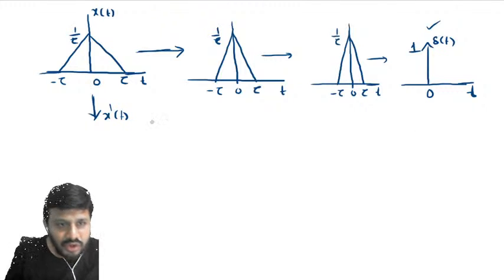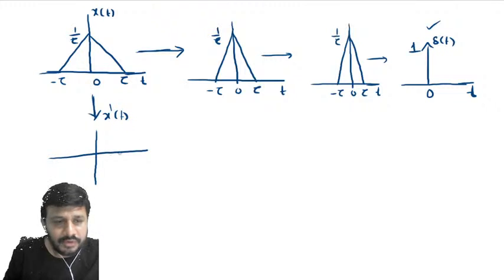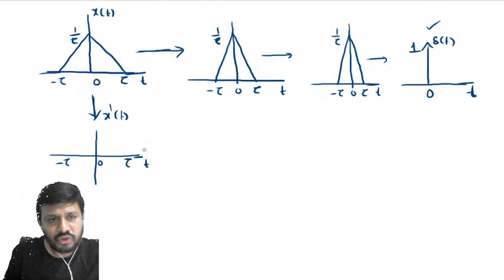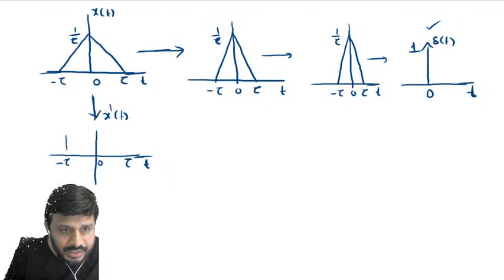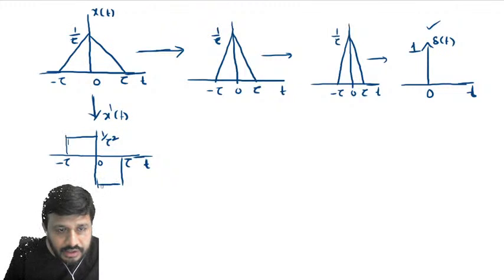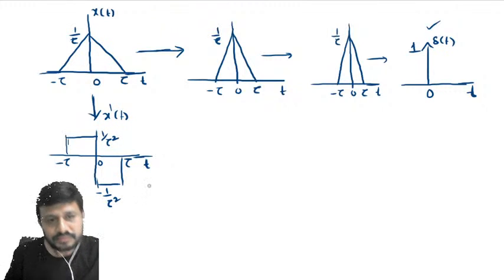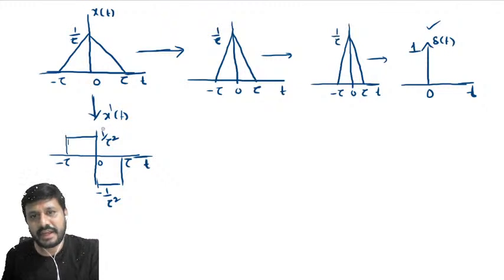So what happens if I differentiate, and already I told you some principles how to differentiate a signal. So discontinuities, you observe for discontinuities. So there are no discontinuities. So simply differentiation means slope calculation. So what is the slope from here to here? 1 by tau square and minus 1 by tau square. Minus 1 by tau square. So x of t differentiation is x dash of t.